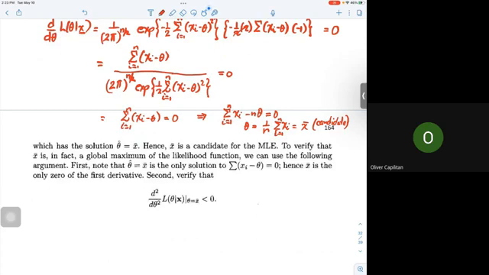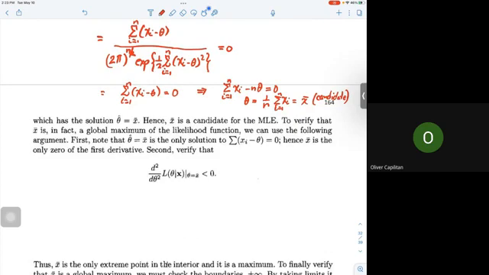So to verify that the sample mean is in fact a global maximum of the likelihood function, we can use the following argument. First, note that our theta hat, equal to the sample mean, is the only solution to this equation: the summation of x_i minus theta is equal to 0. Hence, the sample mean is the only 0 of the first derivative.